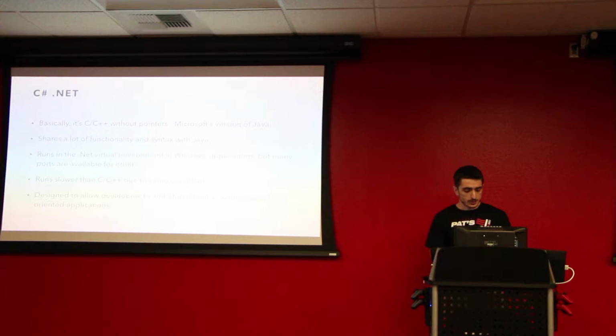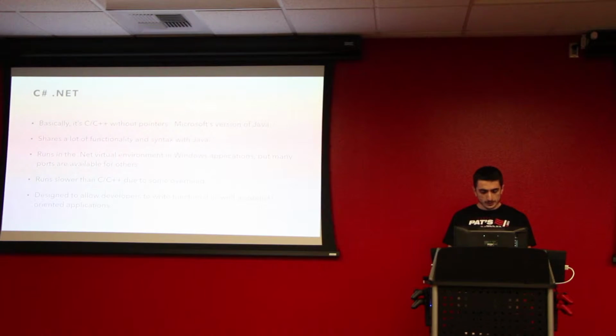The models are usually written in C#.NET. It's basically C, C++ without pointers. Microsoft's version of Java, since it runs in the .NET virtual machine or virtual environment. And it shares a lot of functionality and syntax of both Java and C, C++. Runs slowly, some processing overhead. And you can do partial classes with it, so it allows developers to write both functional and object-oriented applications.